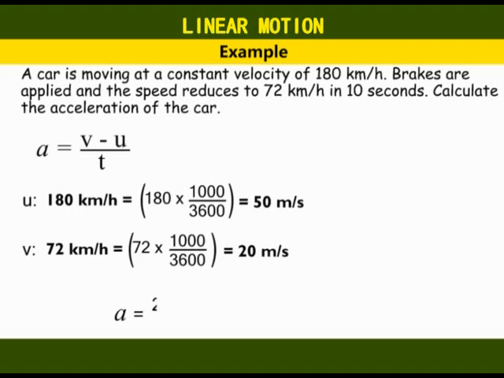Acceleration will be equal to 20 minus 50 over 10. That gives us minus 30 over 10, which is equal to minus 3 meters per second squared.